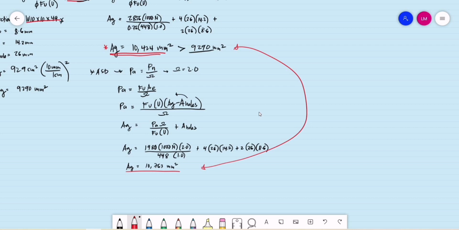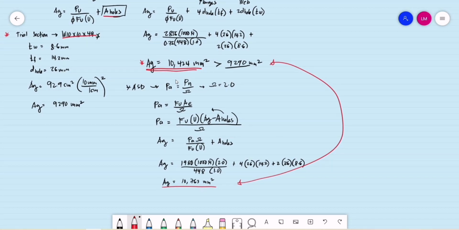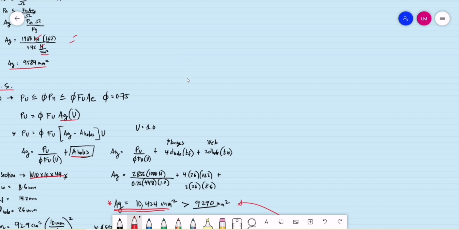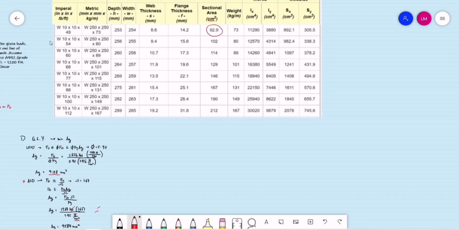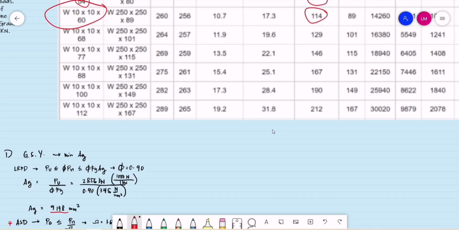Okay, tensile rupture strength. So we are to look for a section with a greater area compared to this value. Okay, so we go back to our table. The required area is 10.7 for ASD and 10.4 for LRFD. So the next lightest is W10 by 54, but inadequate, 10,200. So I think the most economical section to be used will be this one, the W10 by 60 with an area of 114.